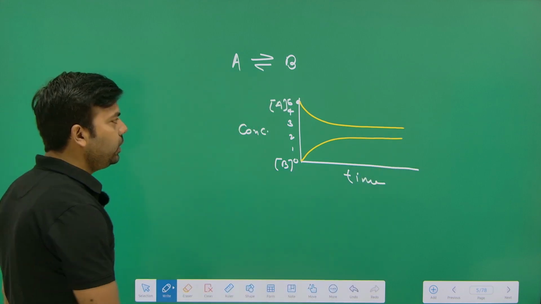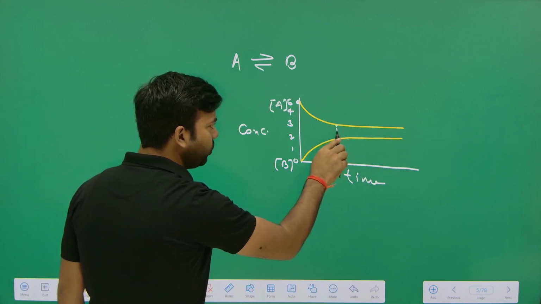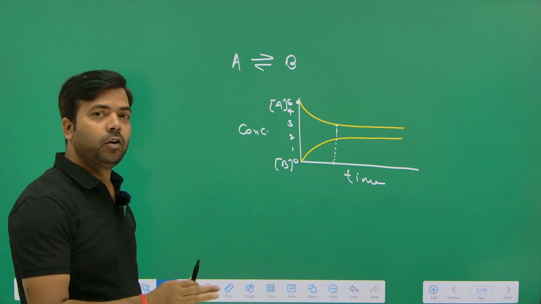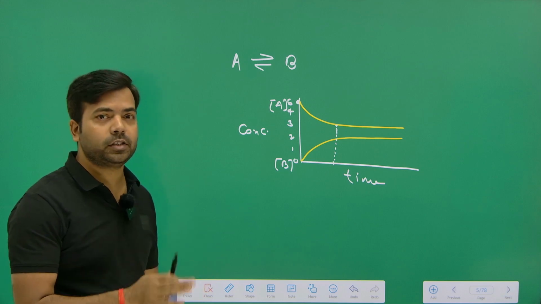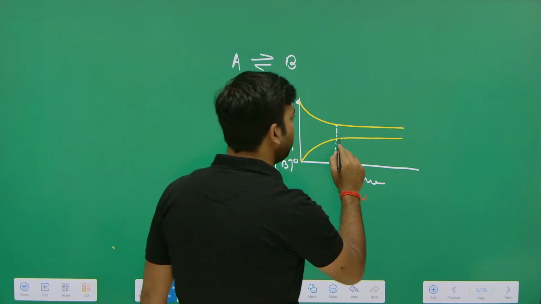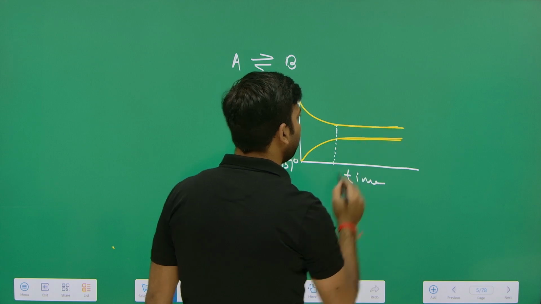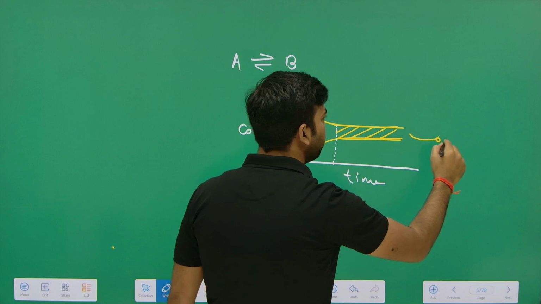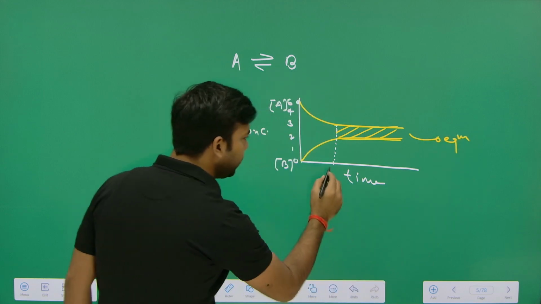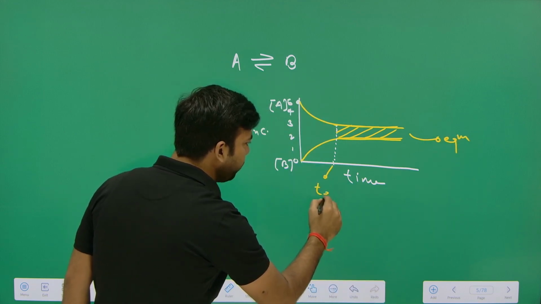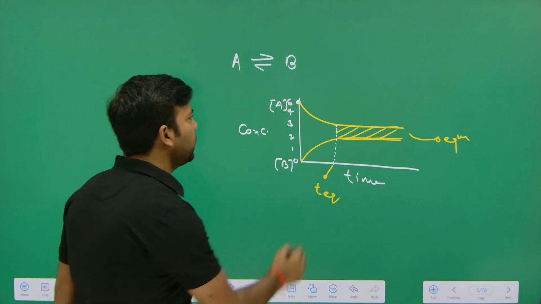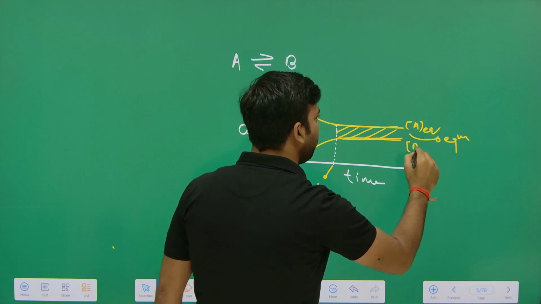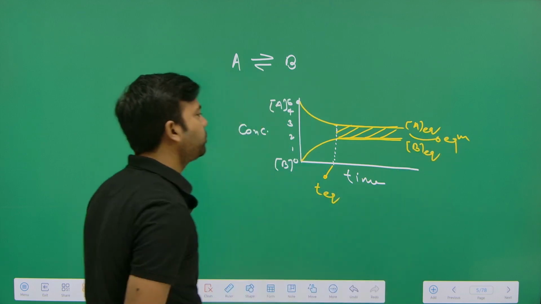So as you can see, after this time, suppose, the rate of change of A and the rate of change of B is constant. You can see this is parallel to the time axis. Clear? So this zone is called as equilibrium. And this time is called as time of equilibrium, and this concentration of A is at equilibrium and this concentration of B at equilibrium. Clear?